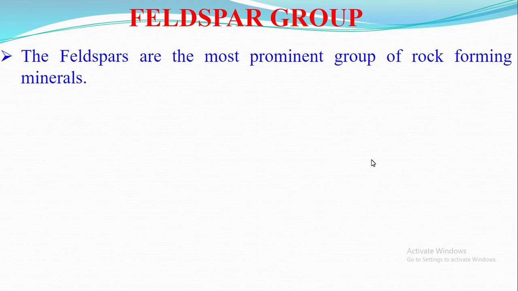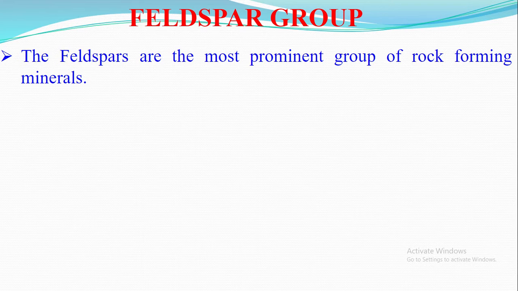So the feldspar group, we term it as a group. That means this group will consist of some minerals which have more or less the same physical properties. It will include minerals having different chemical composition, but with more or less the same physical properties, with a certain variation in their chemical composition.